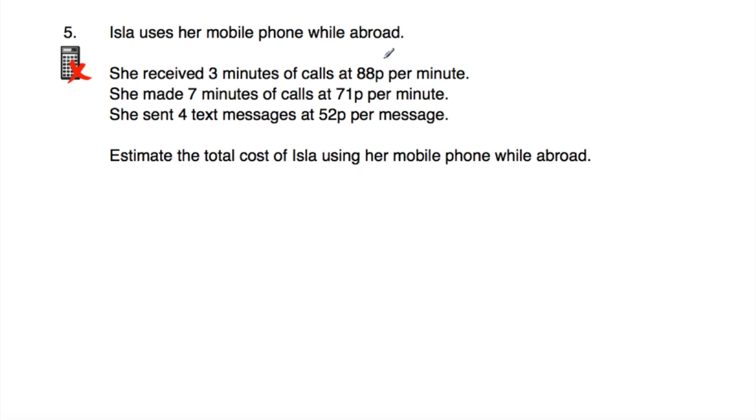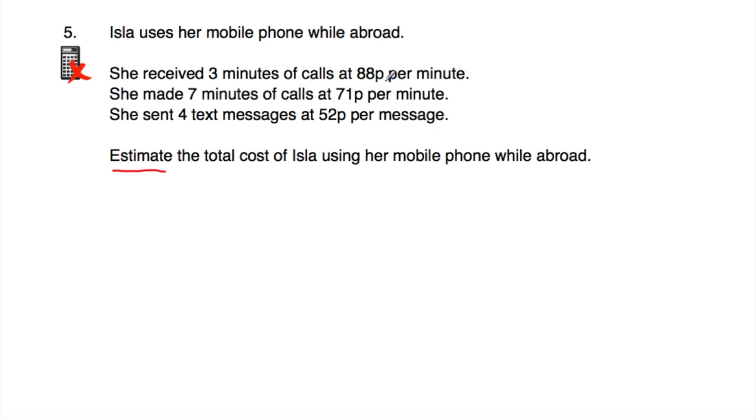So she has to pay 88p per minute for the phone calls she's received. She made 7 phone calls at a cost of 71p per minute. So it's actually cheaper for her to ring out than it is to receive them. And then finally, she sent 4 text messages at 52p per message. And we've been asked to estimate the total cost of Isla using her mobile phone while abroad.